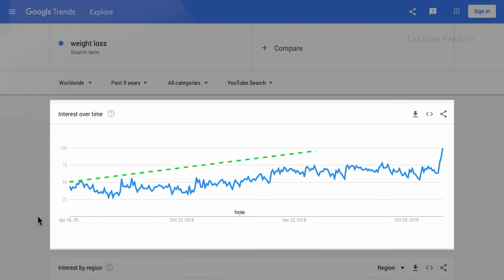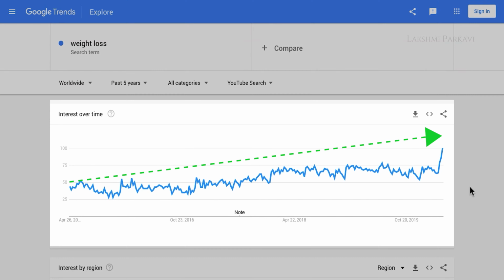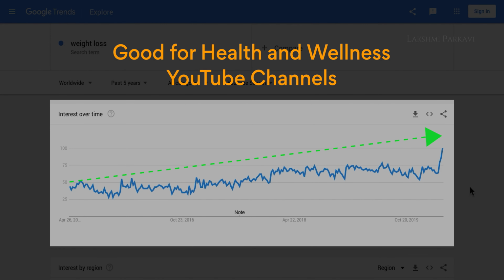Now we see a rising graph, which means the popularity of weight loss is increasing. This is good news for all YouTubers selling weight loss products or equipments, passing tips on diet plans, gym and yoga instructors, and any YouTube channels into health, wellness, and fitness categories.